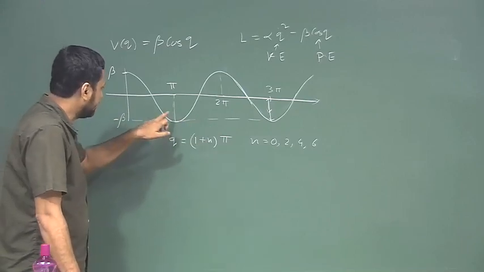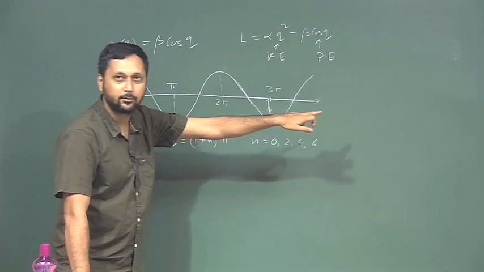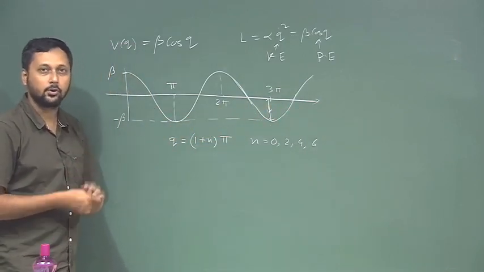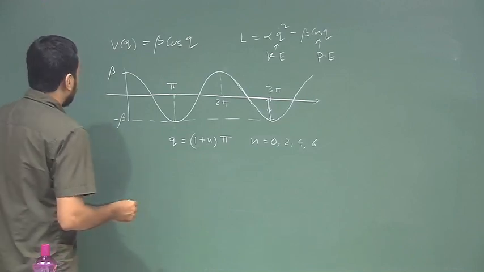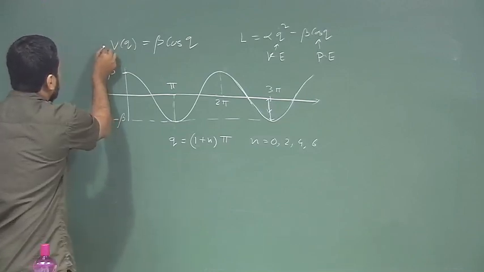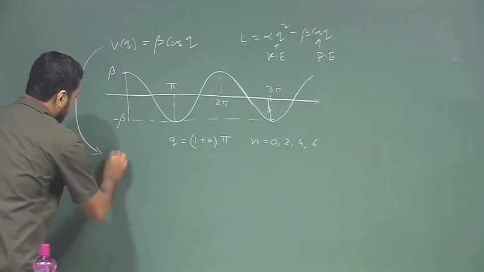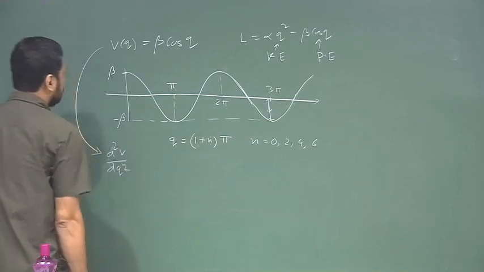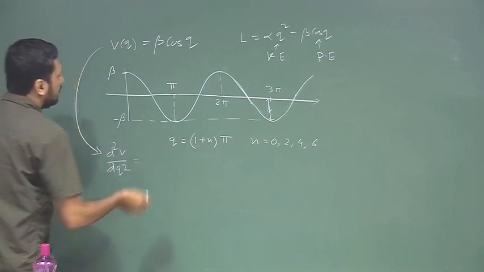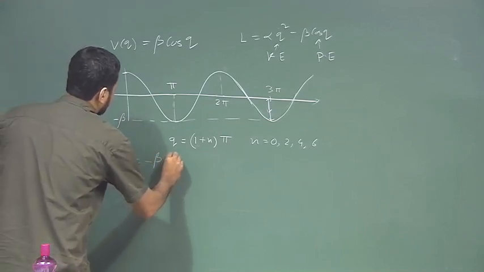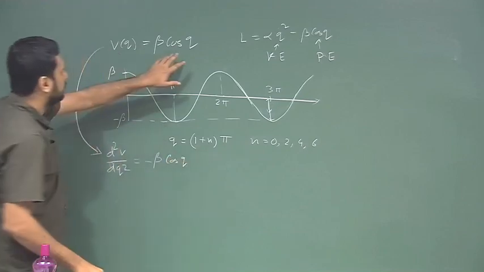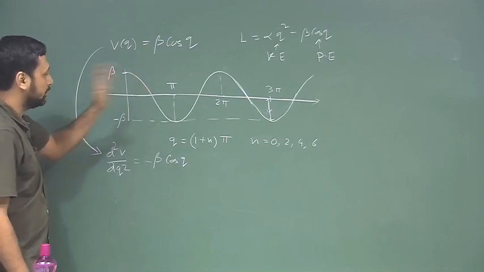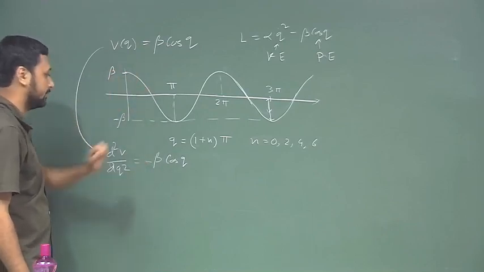Next, we can immediately see that all these minimas are equivalent. It does not matter if the system is trapped here or in the next minima, it will give you equivalent value for your small oscillation. Now, in order to find out the frequency, we have to take d2V dq2 and this will be minus beta cos q, because first time you take the derivative it will be minus sin q and second time you take it, it will be cos q once again. So, it will come with a minus sign.